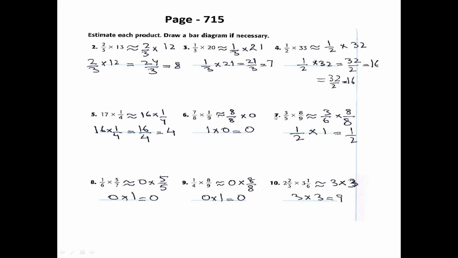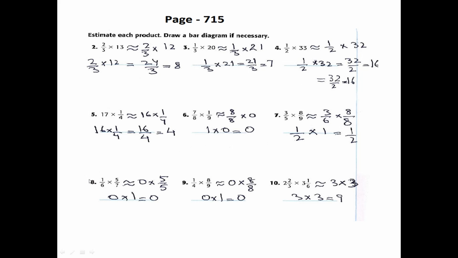In number 7, we see 3 upon 5 multiplied by 8 upon 9. Now we will have to estimate both the numbers. 5 will change into 6 and 8 upon 9 will be changed into 8 upon 8. This is our estimation. We can change it by ourselves to make our solution easy. So 3 and 6 are both in the table of 3. So if you divide both the numbers by 3, you will get 1 upon 2. And 8 divided by 8 is 1. Now you will multiply 1 upon 2 by 1. Any number multiplied by 1 gives the same answer. 1 upon 2 multiplied by 1 is 1 upon 2.